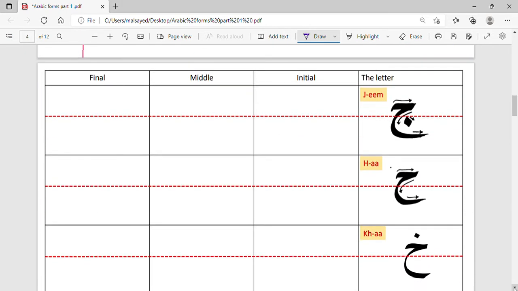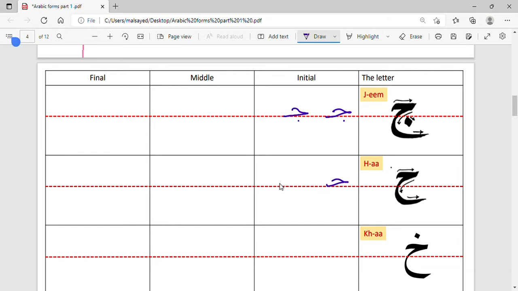In the next group we have the jim, ha, and kha, and you can tell why they are grouped together because they look very similar. The only difference is the dot. So I'm going to show you the initial form of the jim, ha, and kha. So this is the initial form of the jim, the initial form of the ha, and the initial form of the kha.